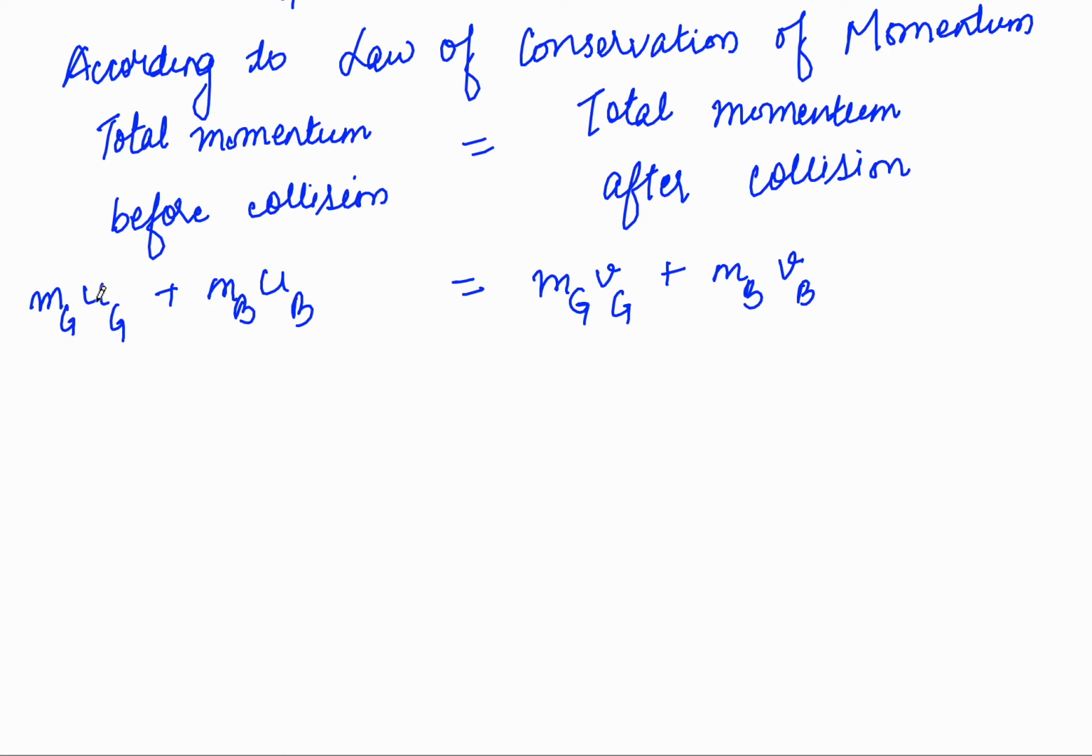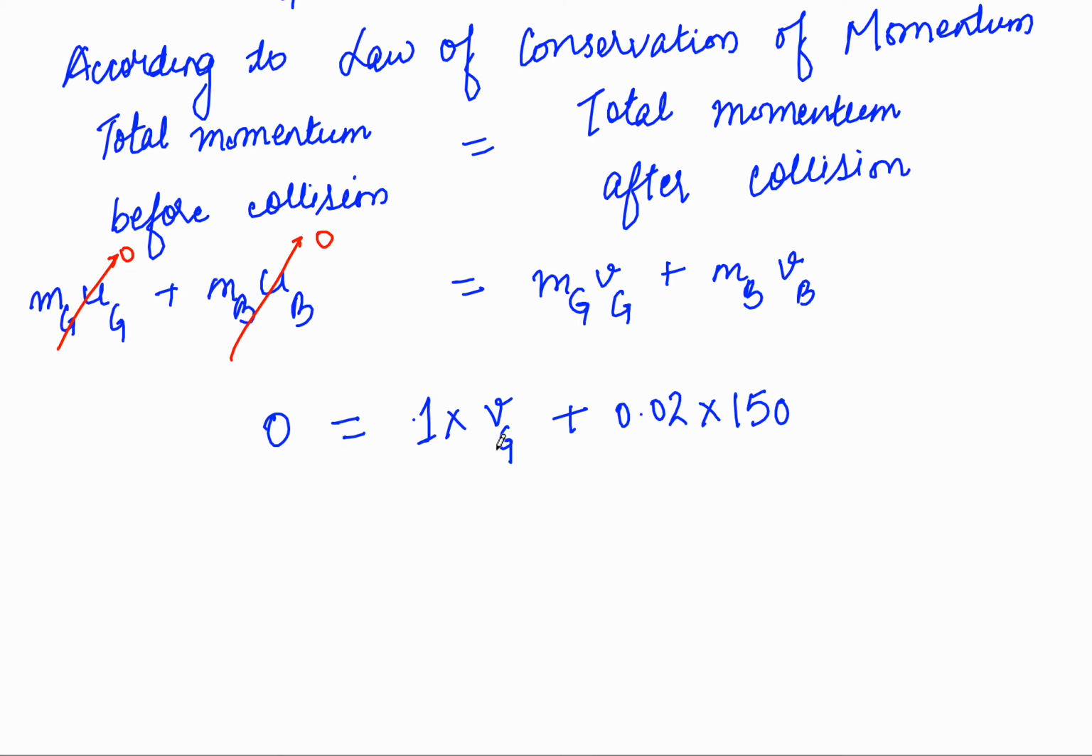Now remember this thing, since initial velocity of gun and initial velocity of bullet is 0, I'm just going to put these two terms as 0. So this whole left hand side will be 0, equals mass of the gun, which is given to us as 1 kg, into velocity of the gun, which we have to find out, plus mass of the bullet, which is 0.02 kg, into velocity of the bullet, which is 150 meter per second.